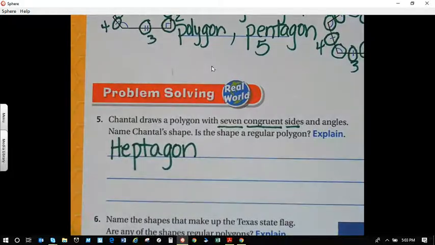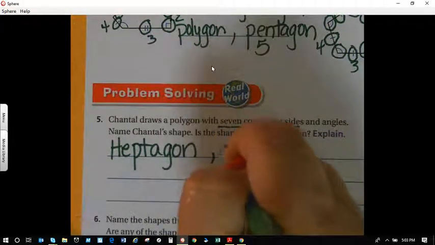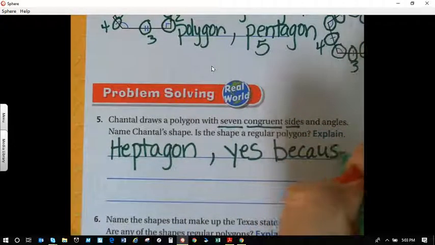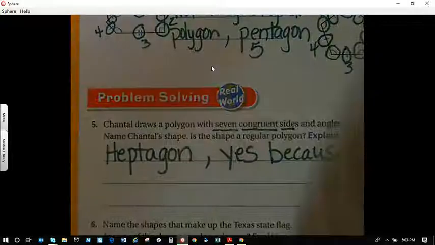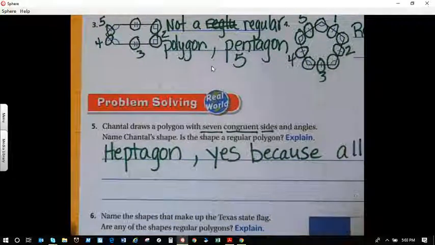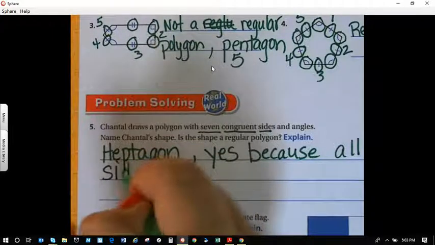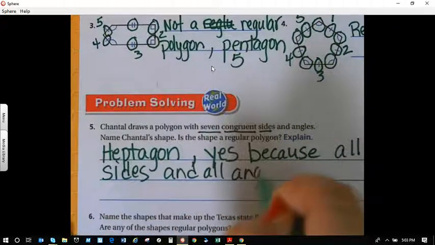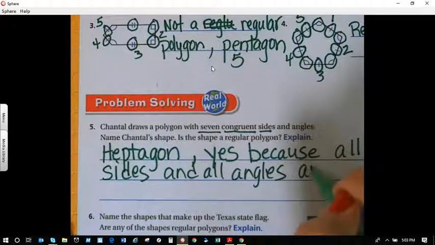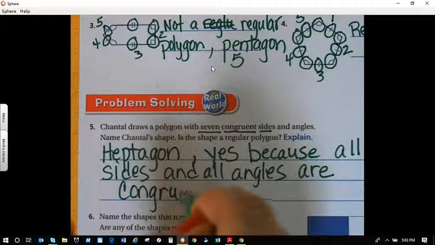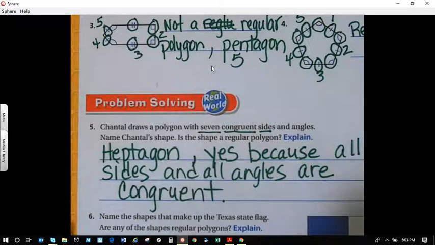And is this shape a regular polygon? Yes. Because, let me take that back a bit. All sides and all angles are congruent. Okay? All right, now we're going to move to the Texas flag.